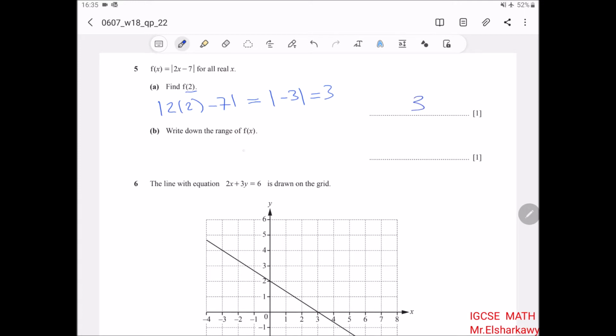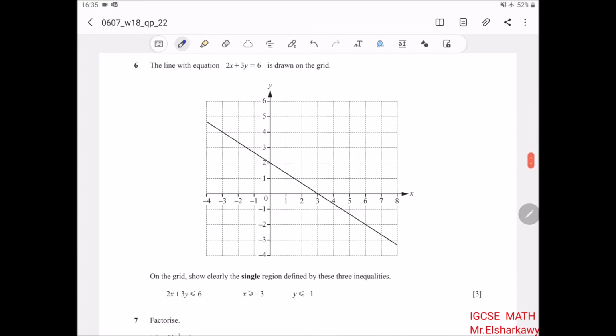Write down the range of f of x. You can see that f of x here can never be negative, as it's the modulus, or the magnitude, of something. Because we have a modulus here, it will always be positive. So the range of f of x is always going to be greater than or equal to 0.